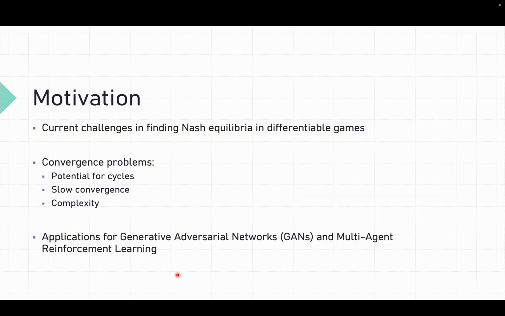The motivation behind looking into finding these Nash equilibria is that in differentiable games this can be quite challenging. There are problems with the potential for cycles being formed with current algorithms, where the algorithm will cycle around the Nash equilibria without ever converging to it. They can also be rather slow to converge to these points and very complex. If we are able to help solve some of these problems, it would have applications for things such as generative adversarial networks and multi-agent reinforcement learning.